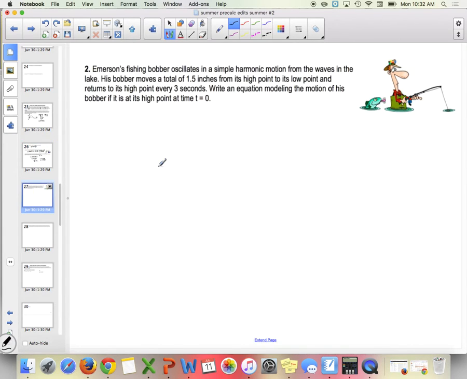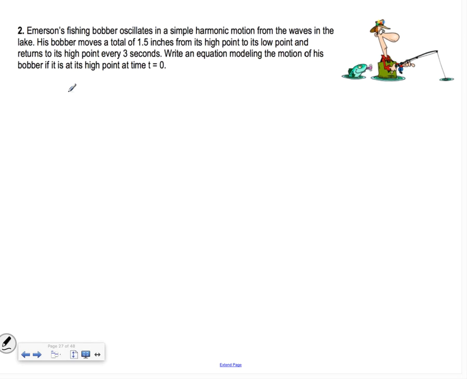All right, so the next one. So it says Emerson's fishing bobber oscillates in a simple harmonic motion from the waves in the lake. So his bobber moves a total of 1.5 inches from its high point to its low point and returns to its high point every 3 seconds. Okay, so this is a little bit tricky. The way they're wording this is a little strange. So now we're starting at the high point.